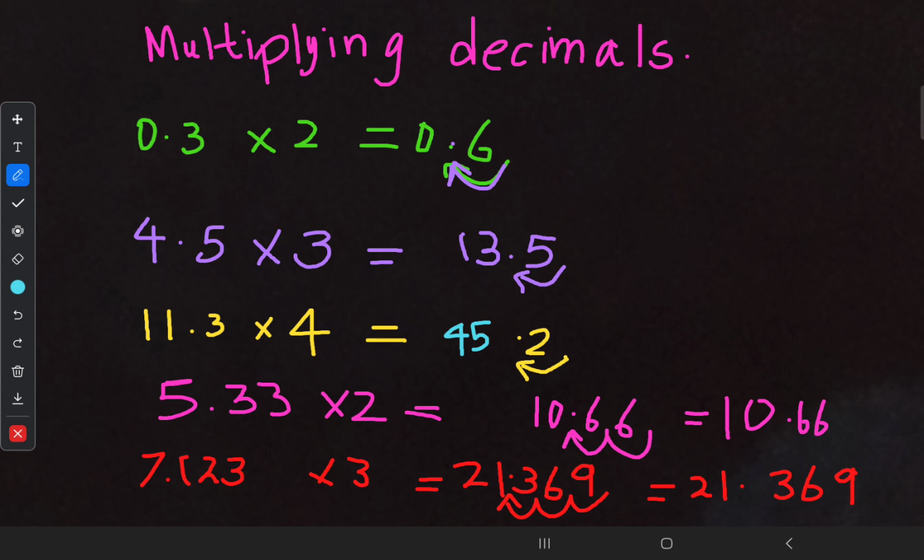Likewise, here also 7.123 multiplied with 3. Just multiply the numbers. 21369. There are 3 digits after the decimal point. So from your last, you have to place your decimal 3 digits before. So your answer should be 21.369. That's all for this explanation.